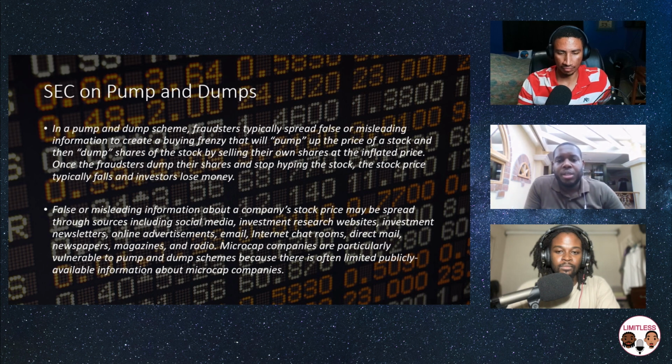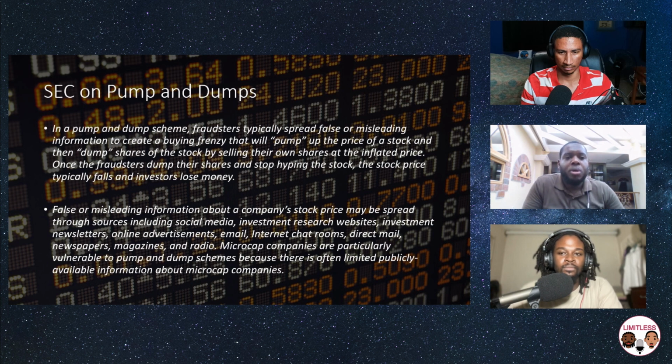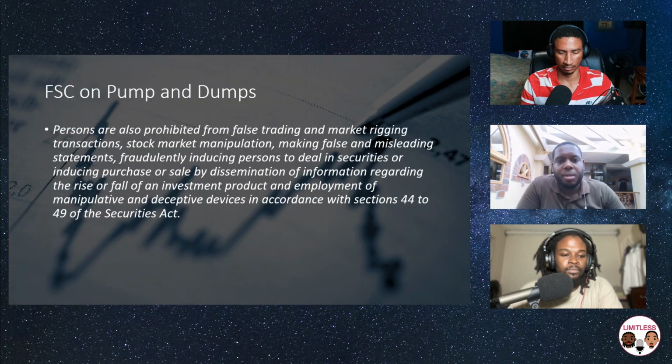False or misleading information about a company's stock price may be spread through sources including social media, investment research websites, investment newsletters, online advertisements, email, internet chat rooms, which includes things like WhatsApp and Telegram, direct mail, newspapers, magazines, and radio. Microcap companies are particularly vulnerable to pump and dump schemes because there's often limited publicly available information about microcap companies. That's the SEC. Now, in the more local context, the FSC on pump and dumps.